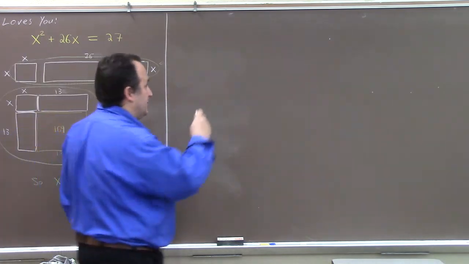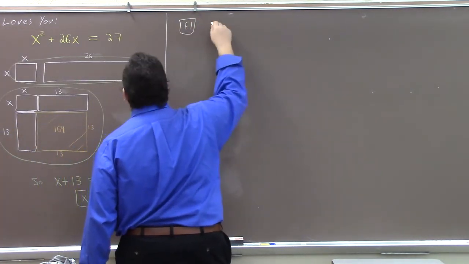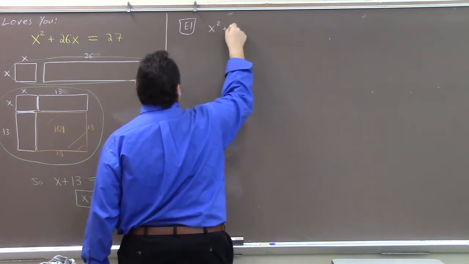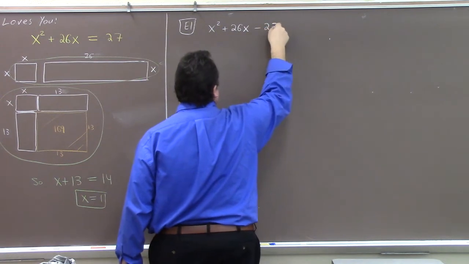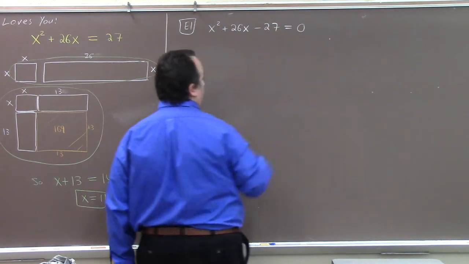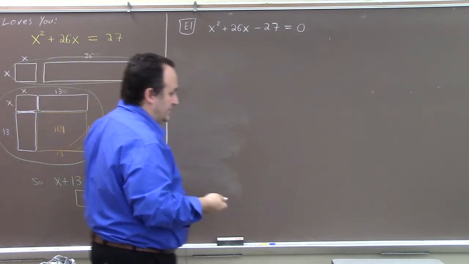But anyway, let's go through this problem. So example 1. We have x squared plus 26x, and I'm going to rewrite it as minus 27 equals 0. Okay, so what was the algorithm for completing the square?